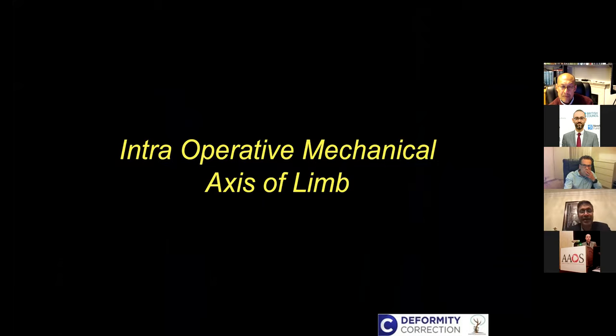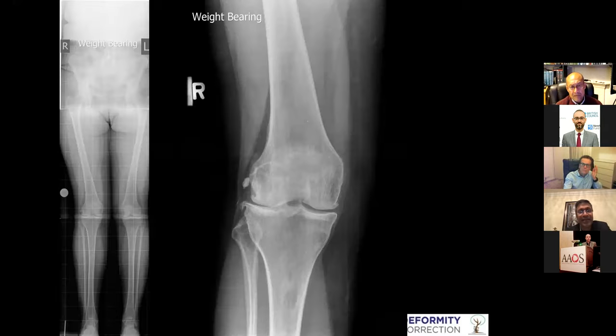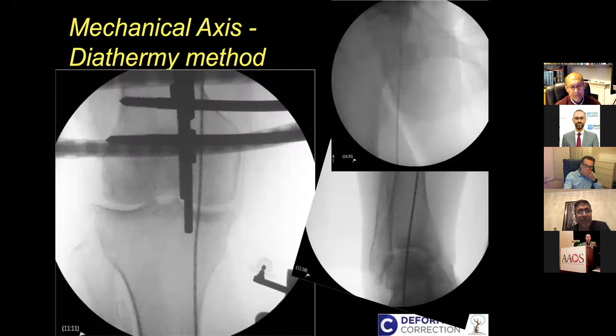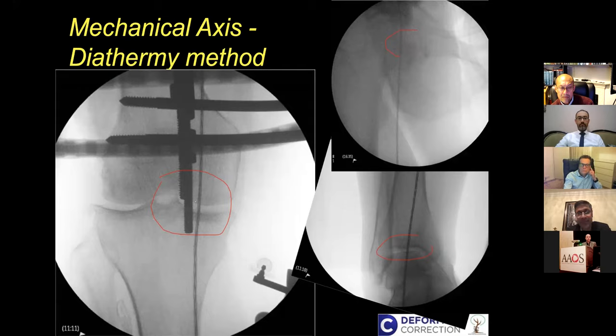Now, how do we measure the intraoperative mechanical axis? There are a number of methods. One is the diathermy method. This is lateral compartment osteoarthritis in a young patient where you need to correct the deformity. And this is the diathermy method. You put your diathermy from the center of the hip to the center of the ankle, and it should pass through the center of the knee, the area where you want. In this case, I overcorrected it, putting this axis slightly medial.